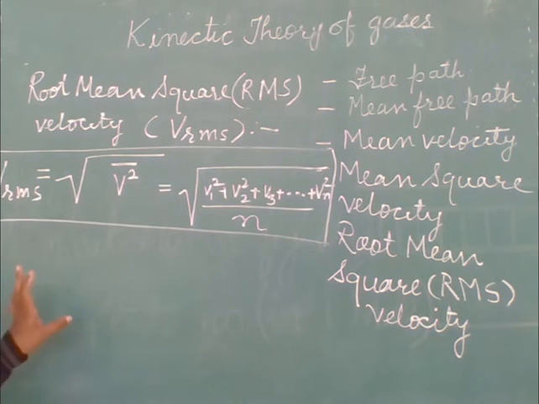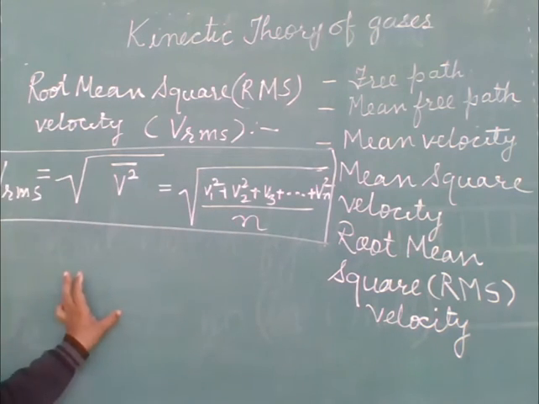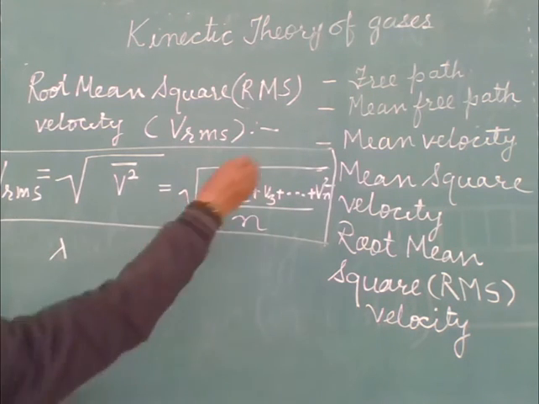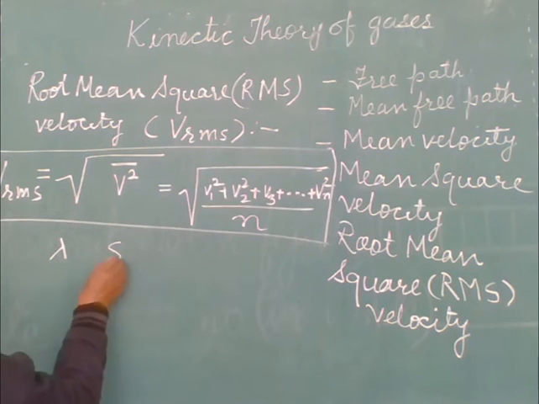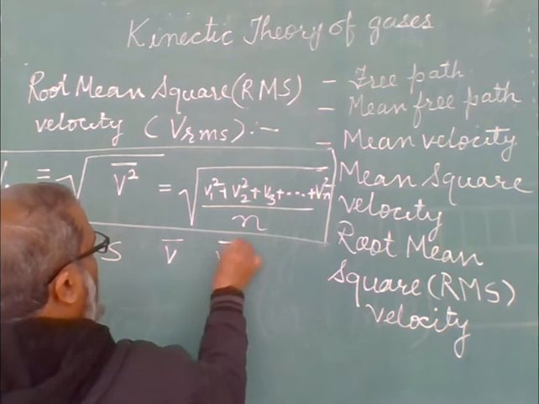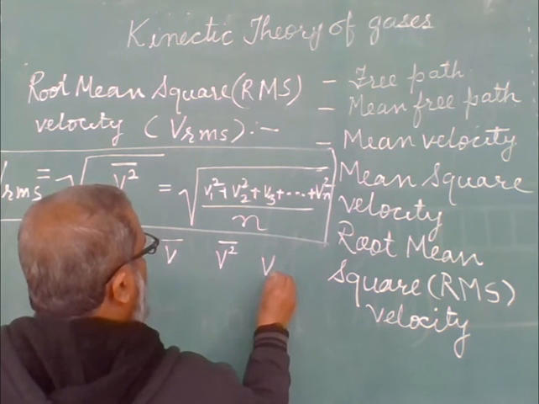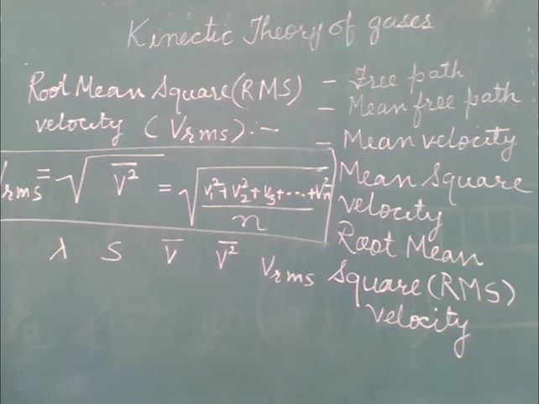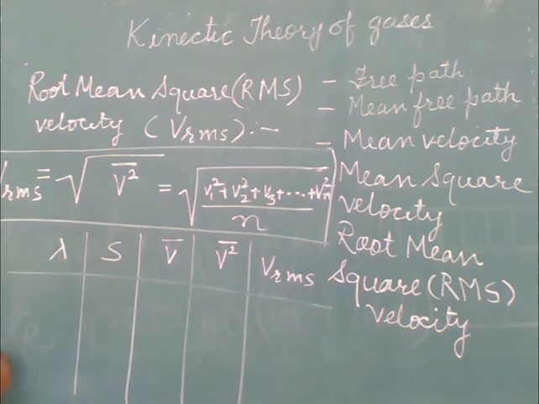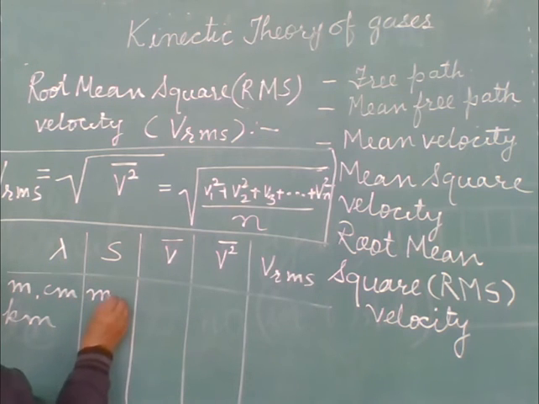Now at the end I would like to talk about the units of these quantities. Mean free path represented by the letter lambda, mean velocity represented by V bar, mean square velocity represented by V square bar, and root mean square velocity represented by VRMS. So you see the units of these quantities. Lambda, as I told you earlier, will be measured in meter, centimeter or kilometer. In the same way, mean free path will also be depicted in units of meter, centimeter, kilometer.